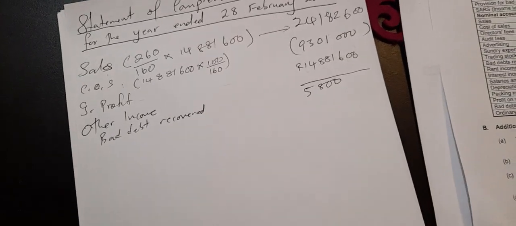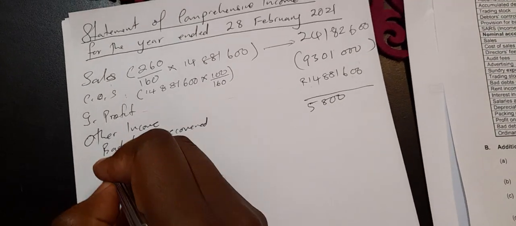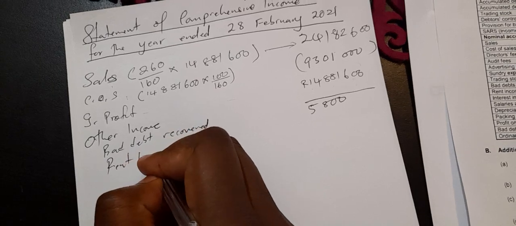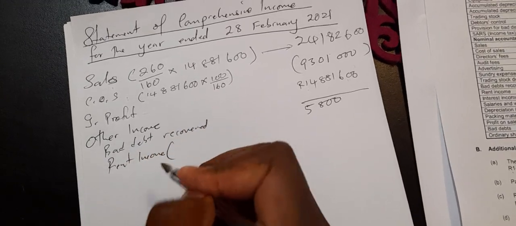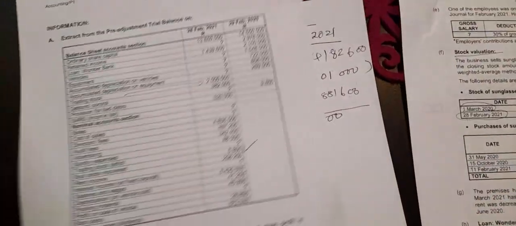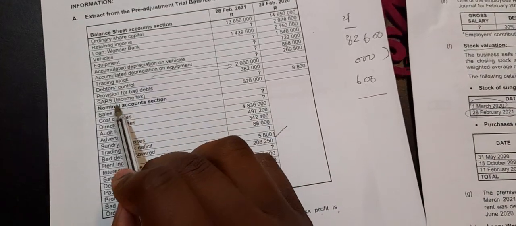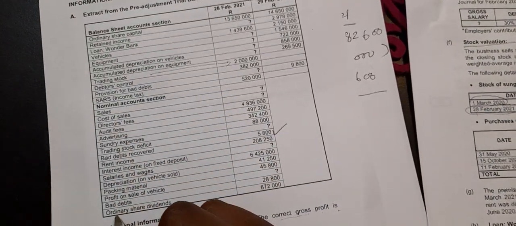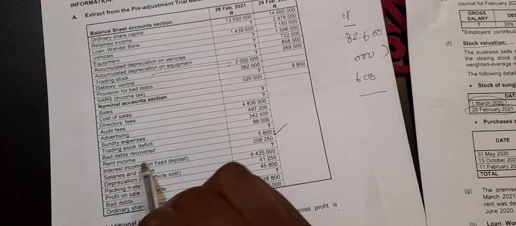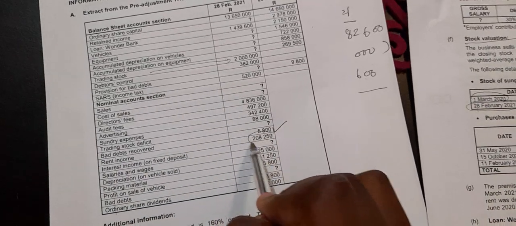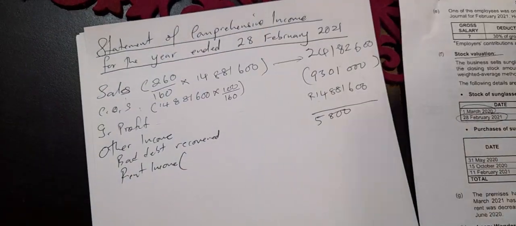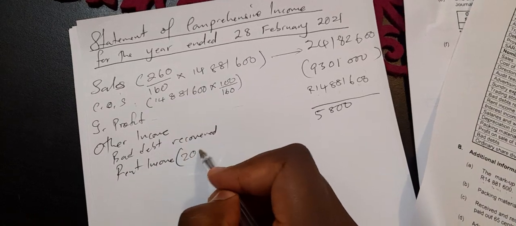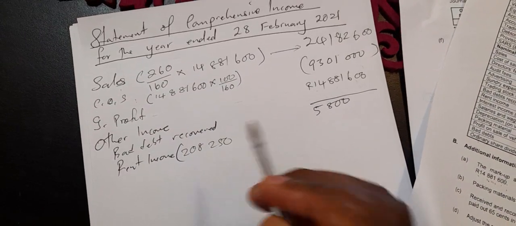Now let's proceed. We also have our rent income. We might have information on rent income. How much is our rent income here? Let's check. Our rent income we are given is 208,250. Let's check for any information basing on rent.